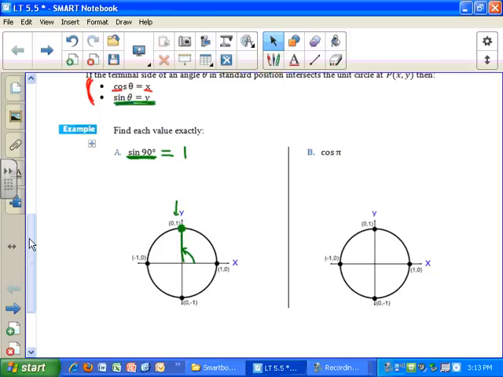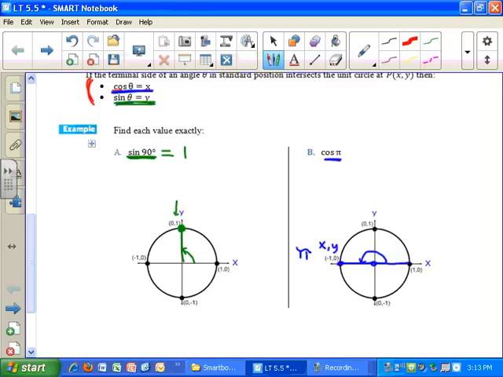Likewise, we can do it with cosine of pi. So if you remember, pi is congruent to 180 degrees. So we want to know what is the cosine of pi. The cosine is associated with the x value. So because we've got our xy coordinates at -1, 0 on that unit circle, the cosine of pi is the x value. It is -1.